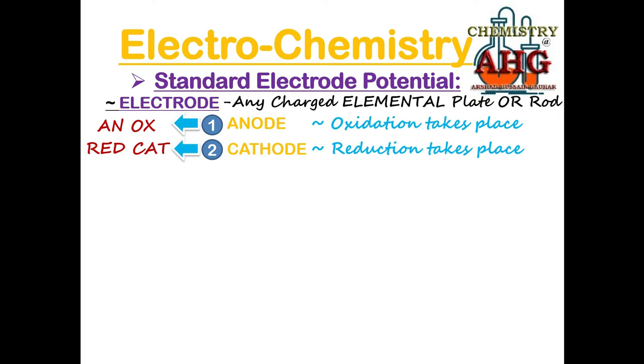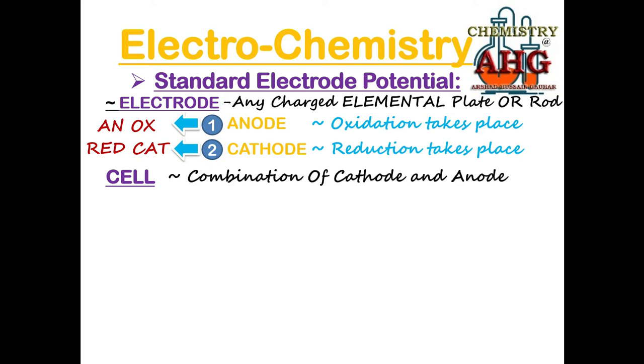Let's see. Next thing, whenever we combine in a setup these two electrodes, anode and cathode, then that setup in chemistry is known as a cell. What is a cell? A cell is a combination of anode and cathode where a redox reaction takes place. So any setup where cathode and anode are present and a redox reaction is taking place is known as a cell. But generally speaking, you can say the combination of anode and cathode electrode, that setup is known as a cell.